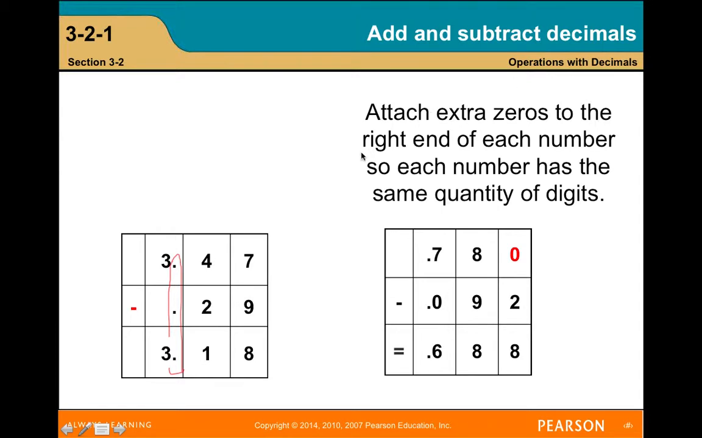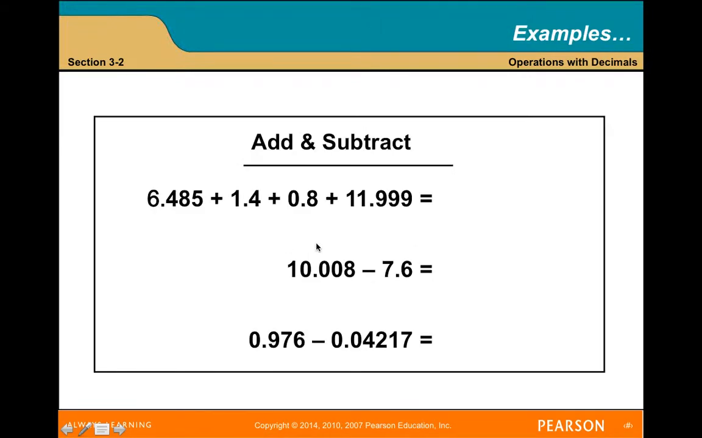Attach extra zeros to the right of each number, so each number has the same quantity of digits. And that's just to help you for visualization purposes. Okay, so now some examples, adding and subtracting.